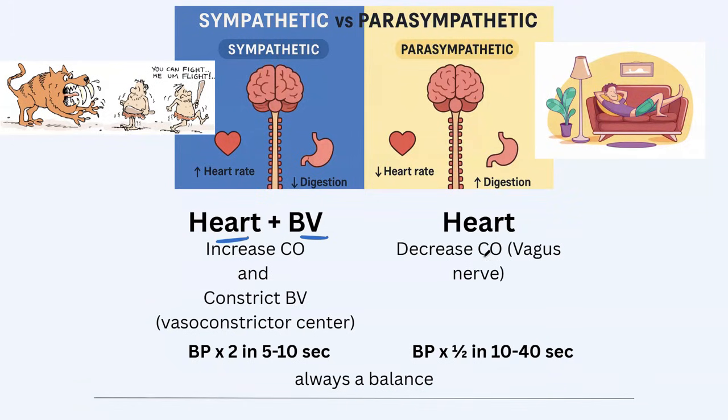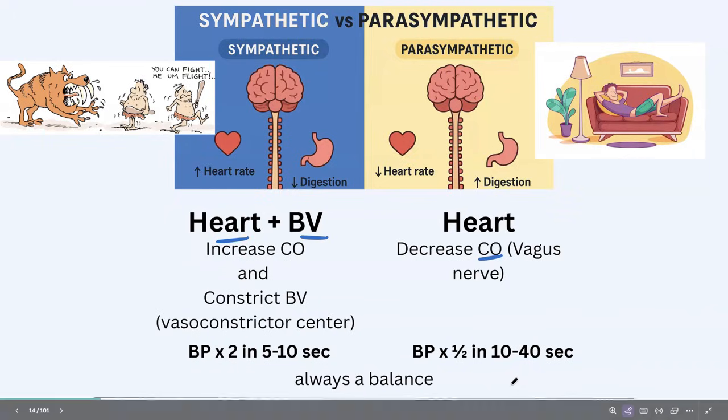Parasympathetic, its job is to calm everything down. It's going to decrease the cardiac output, decrease the heart rate, and your BP can halve in 10 to 40 seconds. Okay.